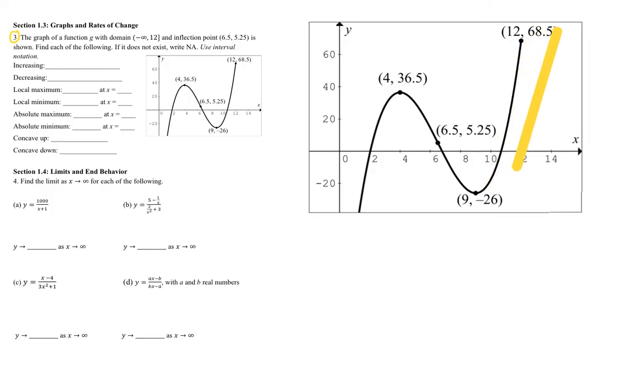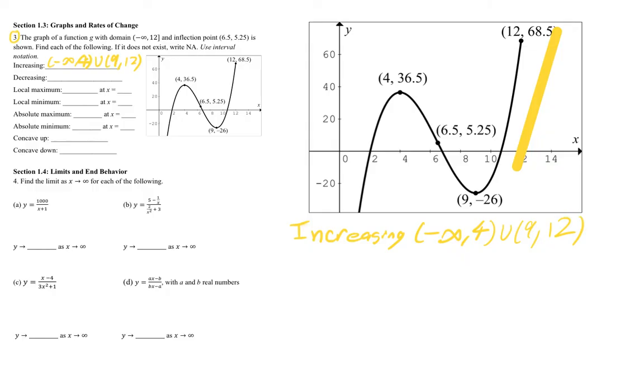So we can say we are increasing from negative infinity to 4. We're not going to include 4 because at that exact moment we're not increasing. Then we're going to pick back up again from 9 to 12.